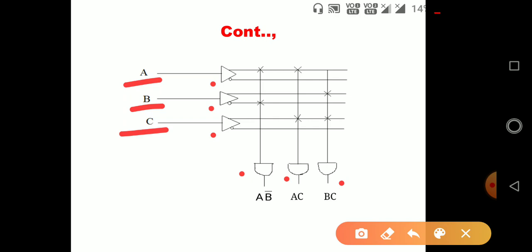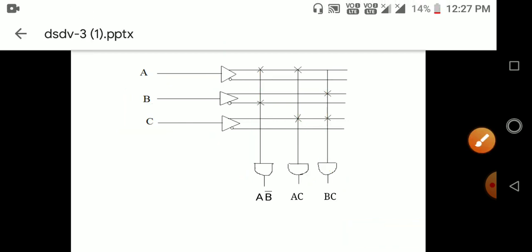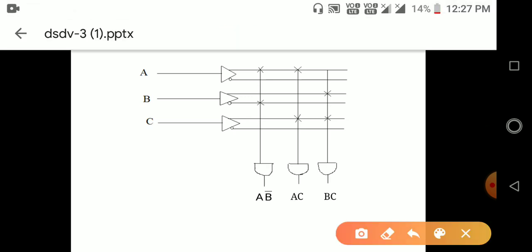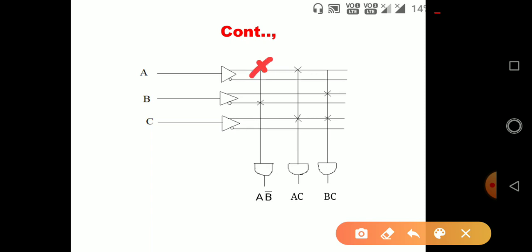I will draw a long line from A, B, C to the AND gates like this. This is how we draw the long line. Now I have to blow the fuses depending on the requirements. In the first equation I want A B bar, so I will draw the intersection, which represents the intact fuse, and I will blow the fuse here for B. Next one is AC. I will draw here and I will draw at the C. And another one is BC. I will draw here and here. So finally I got 3 min terms by using the programmable AND gate.